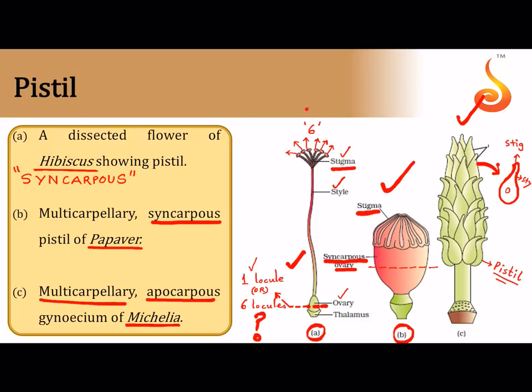So the first one is syncarpus, the second one is also syncarpus, the third one, let me write here, this is syncarpus, this one is also syncarpus, and the last one where the individual pistils are separate from each other, they are not fused, we call it apocarpus.